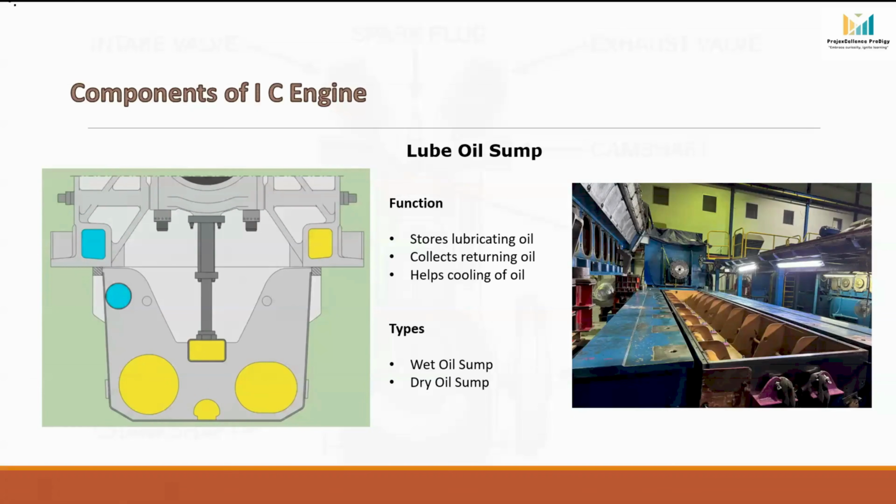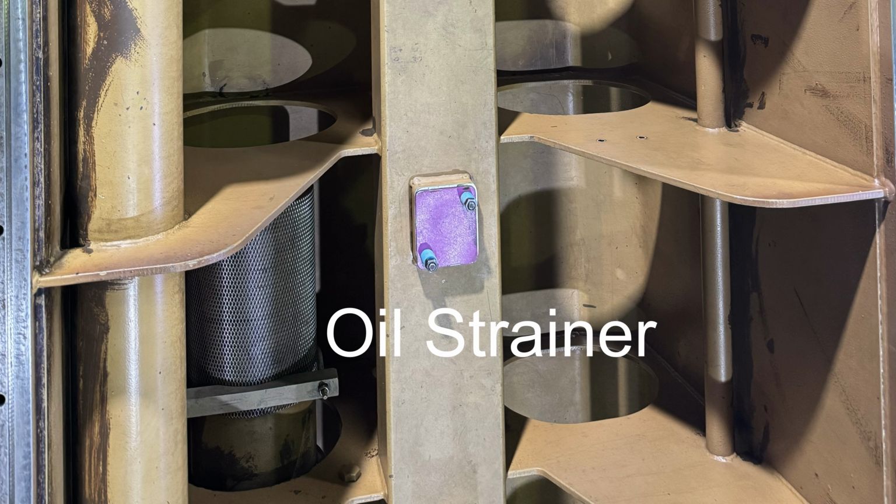Another important component inside the lube oil sump is called oil suction strainer. Before the oil enters the oil pump, it passes through the strainer. The strainer prevents large particles, metal chips, or contaminants from entering the lube oil system.